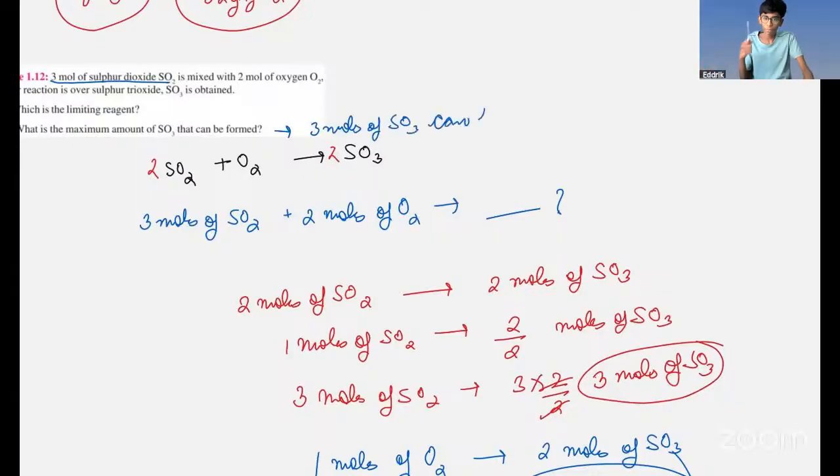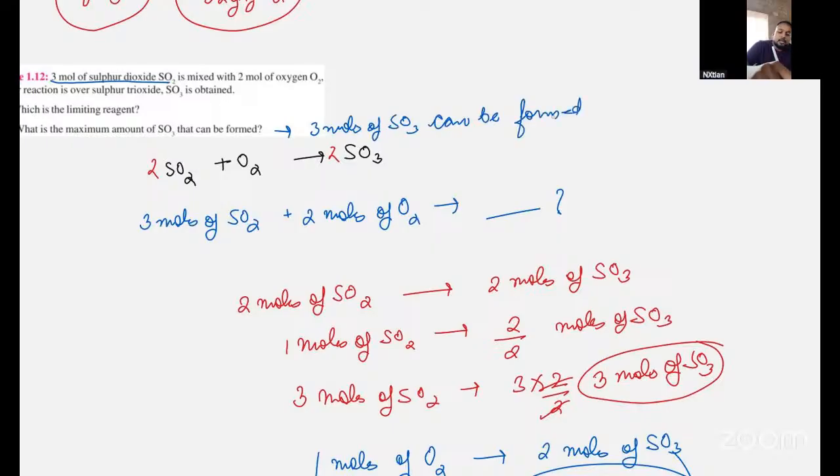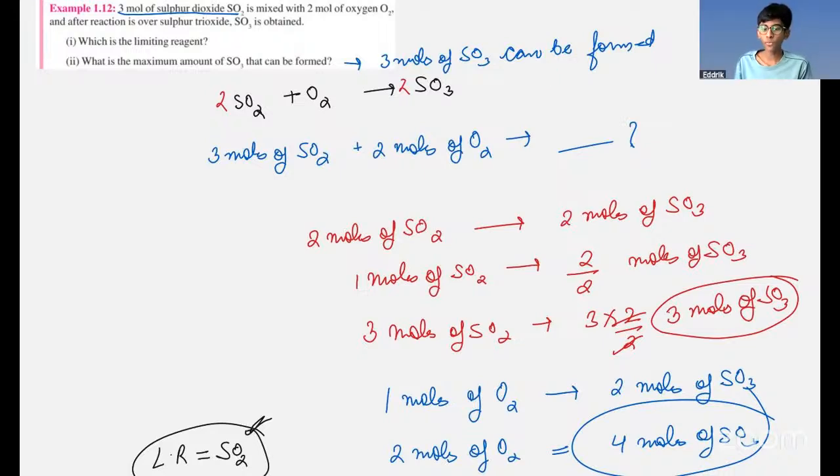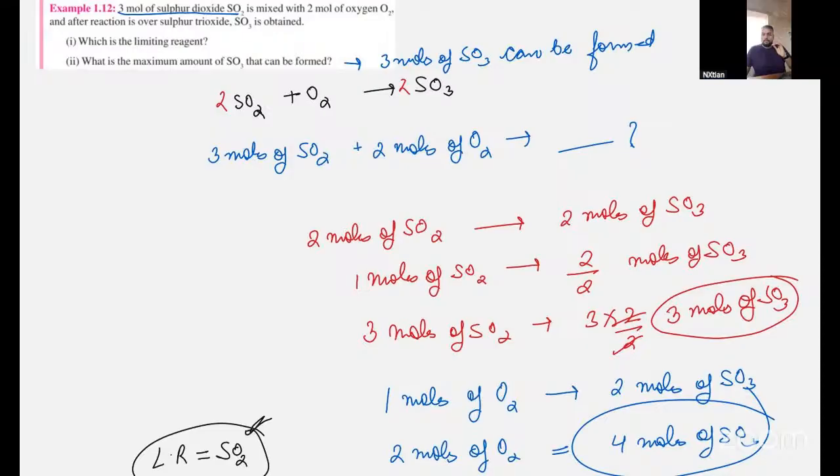But if it says minimum, then what is the maximum number of SO3 that can be formed? It is 3 moles of SO3. Maximum is what you can make, and minimum is unlimited in this case. When you increase the amount, you will get more. Minimum is 4 moles, but we don't have the excess amount of SO2. That is why we are not able to make 4 moles, but 3 moles we can maximum make.